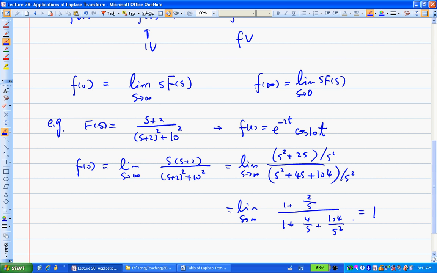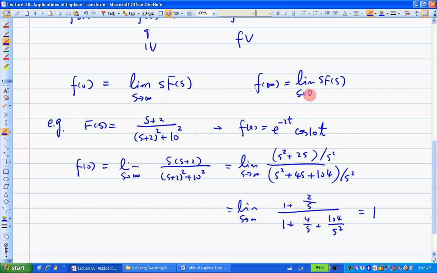Similarly, you can check the infinite value. So what would f of infinity be? If you plug in t equal to infinity here, you should get what? 0, right? Sorry, when you check infinity for t equal to infinity, but for the s term here, you plug s equal to 0.